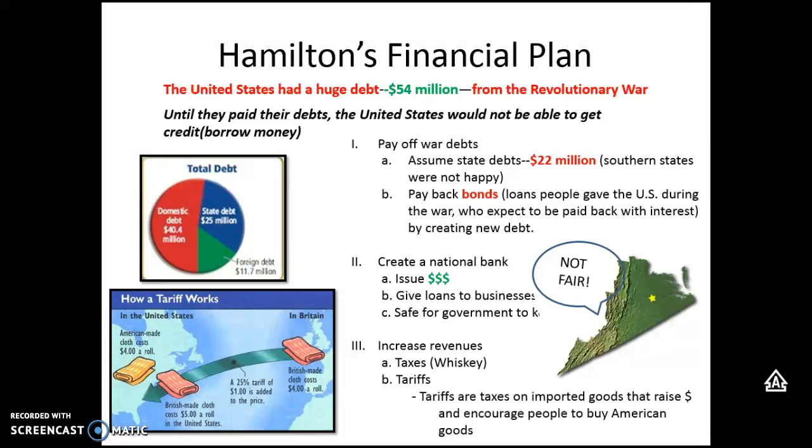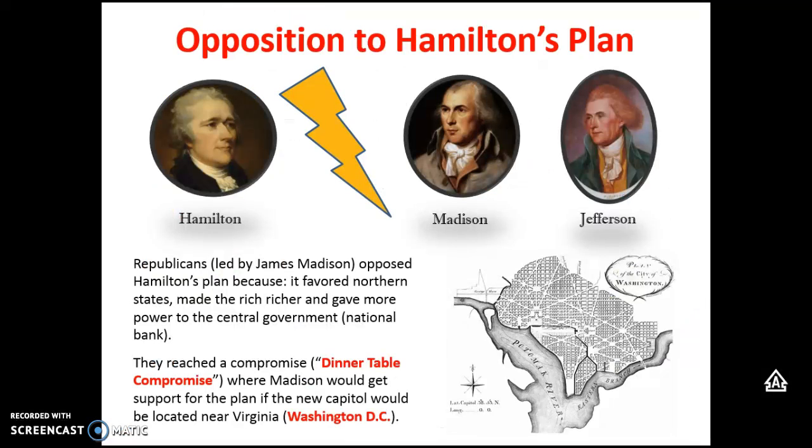And also let's implement tariffs, which are taxes on imported goods that raise money and encourage people to buy American goods, such as, for example, cars. Foreign cars cost more than if you buy a Ford or a car that was built in the United States. If you buy a Toyota Camry, it's going to cost more than a Ford because it's foreign made, and they added tariffs to make the price go up higher to encourage you to buy an American-made car.